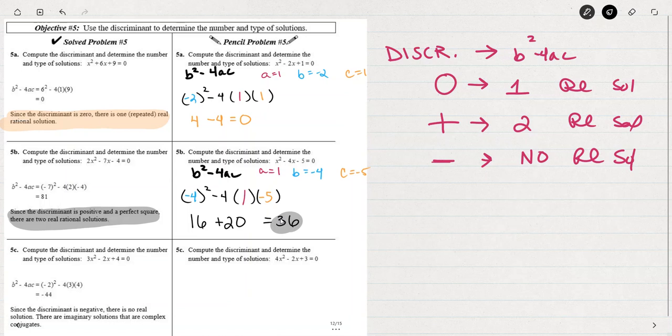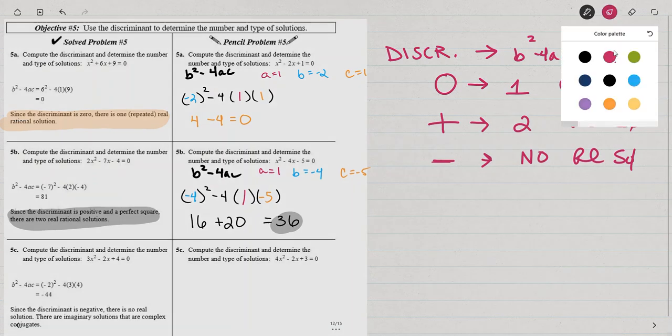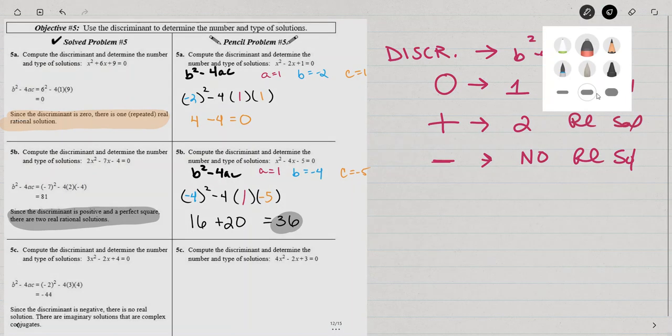If it wasn't a perfect square, we'd know that we have 2 real solutions, but they might not be rational, meaning we might or might not be able to write them as a fraction.